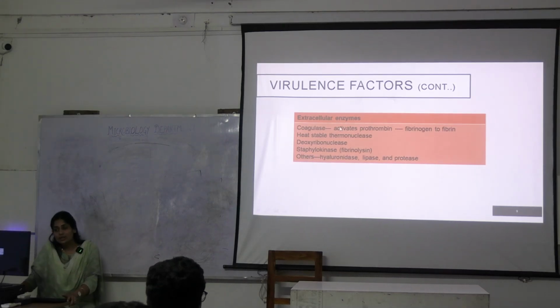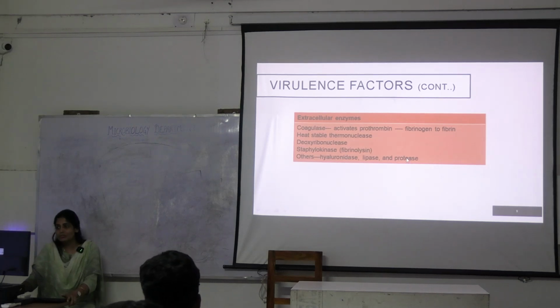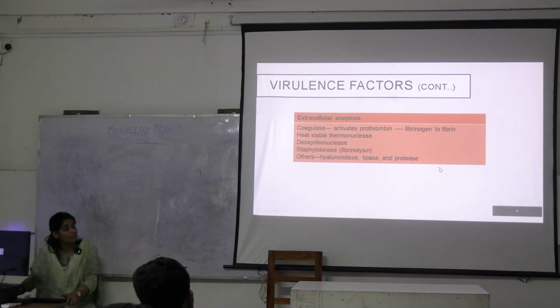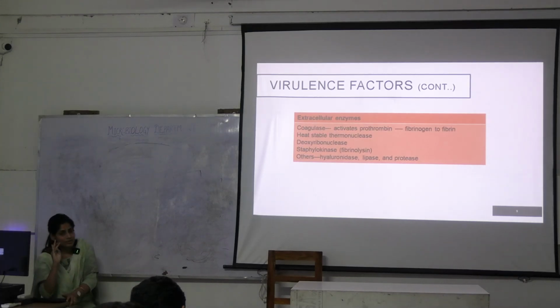What are other extracellular enzymes? Hyaluronidase, where is it found? Joints, right? Lipases and proteases, they will cause tissue destruction. They'll help in tissue destruction. All these enzymes will help in tissue destruction. This was about virulence factors of Staphylococcus. Okay? Cell wall, toxins and enzymes. This you have to remember.